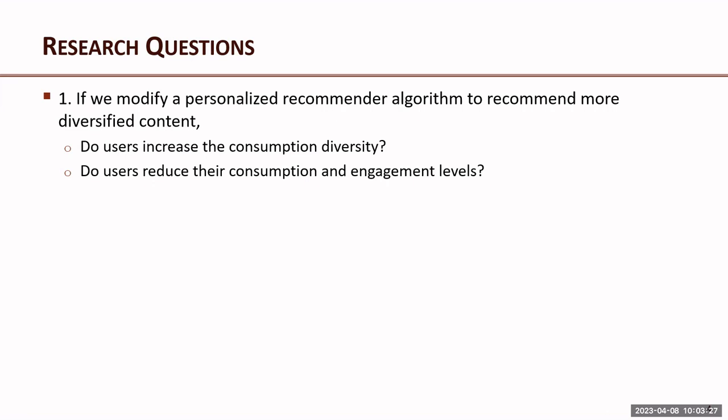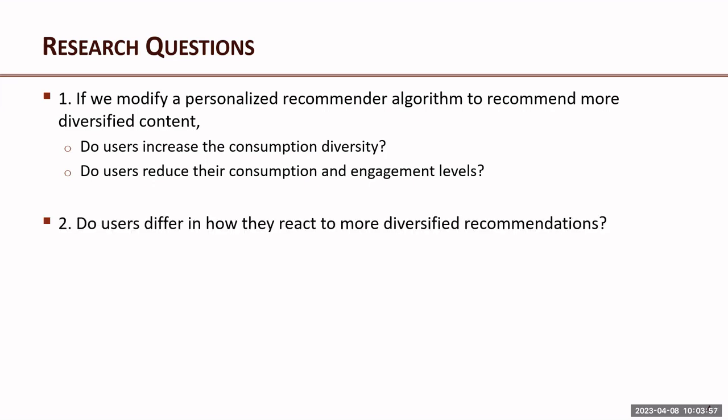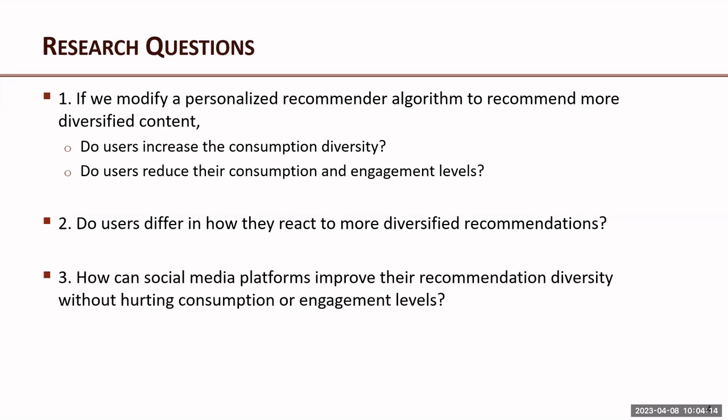First, if they modify a personalized recommender algorithm to recommend more diversified content, will users consume more diversely, as the regulators hope to achieve? And at the same time, will the users reduce their consumption or engagement levels, just as the social media platforms are concerned about? And if that diversity-consumption trade-off does exist, will users respond all the same? Or can we find some sub-segment of the users who respond positively to a more diversified algorithm? And also, what's the rationale behind that? What kind of suggestions can we provide for the social media platforms if they want to improve their recommendation diversity without hurting important performance metrics, such as users' consumption or engagement levels?